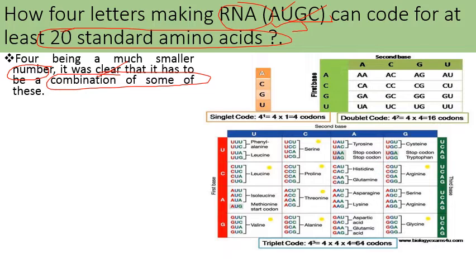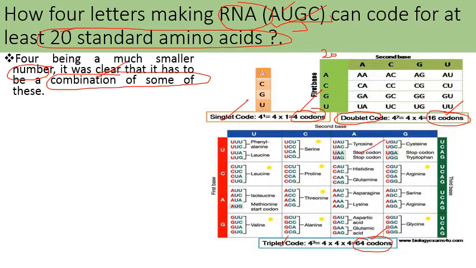So this shows that if there was a singlet code, then there would be only 4 codons. When these are present in doublet form, there would be a total of 16 codons, and it is not possible for 16 codons to specify 20 amino acids. So they again studied these codons in detail and found that these are present in triplet form. When they are present in triplet form, there are a total of 64 combinations. There are 64 codons. Out of these 64 codons, there are some codons which act as a stop signal for translation.